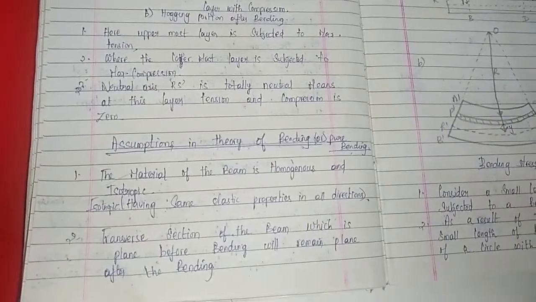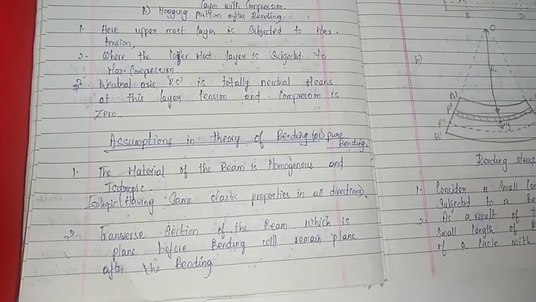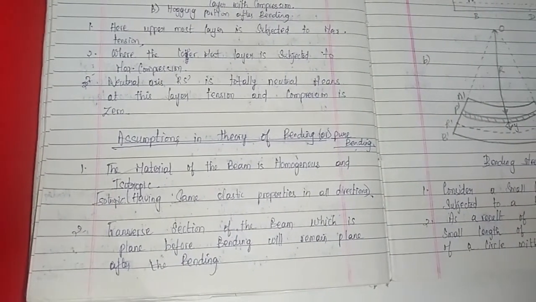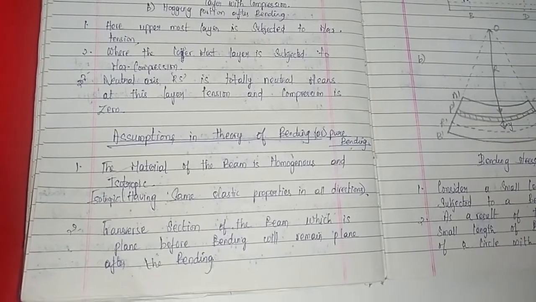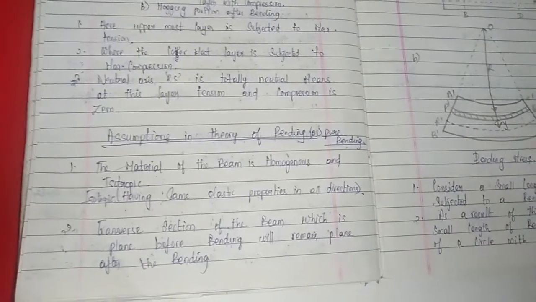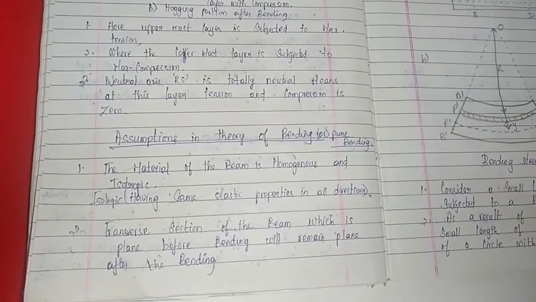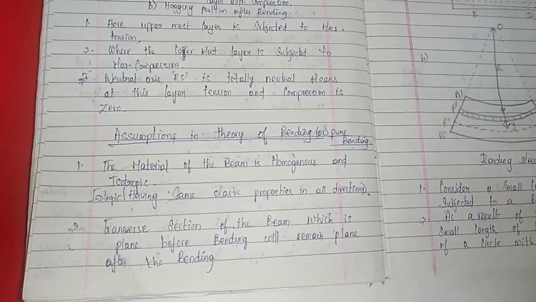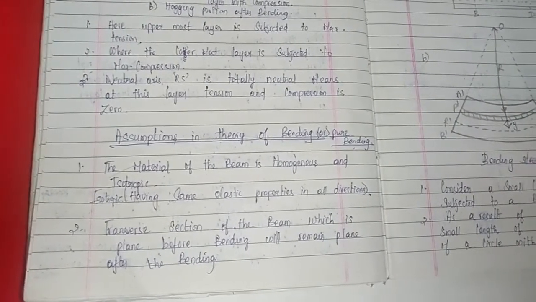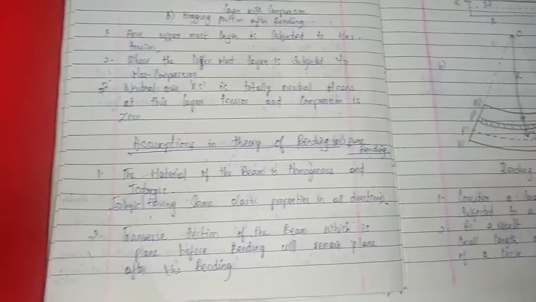If a beam has the same physical properties, it is not that the properties are the same, it is that the value of all the properties is the same. For example, if you take color, density, thickness, strength, or durability, the value is the same. That type of thing we call isotropic. You understand? So the first assumption is the material of the beam is homogeneous and isotropic.